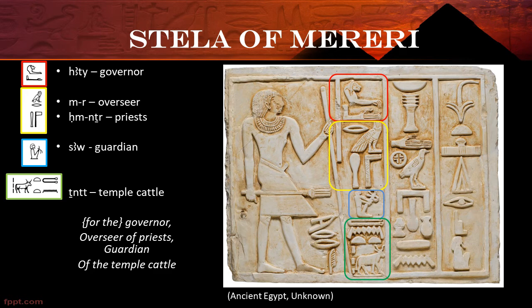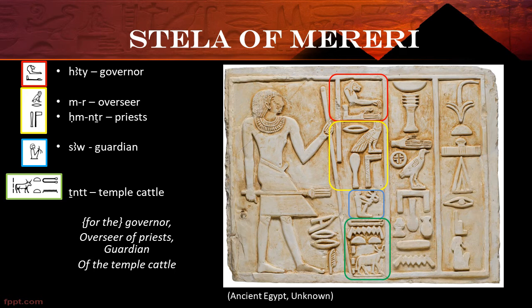So now we know he's a governor, we're moving on to the next section. Bear in mind, as we go down, we're reading right to left. So we're going to read the bird first, then the mouth. Yes, that's a mouth, not an eye. And then below that is the kind of bent stick with a paddle, that's what it looks like. So the owl is the letter M, and the mouth is the letter R. Mur. Those two hieroglyphs together make the word overseer.